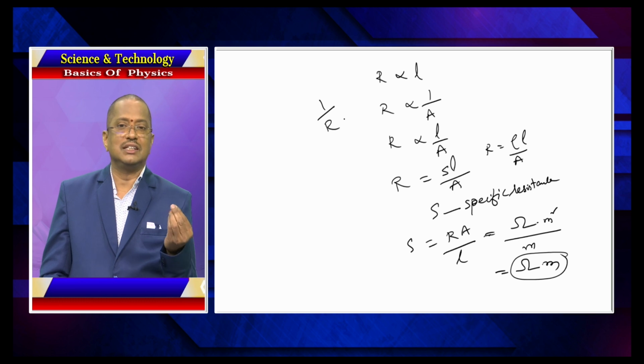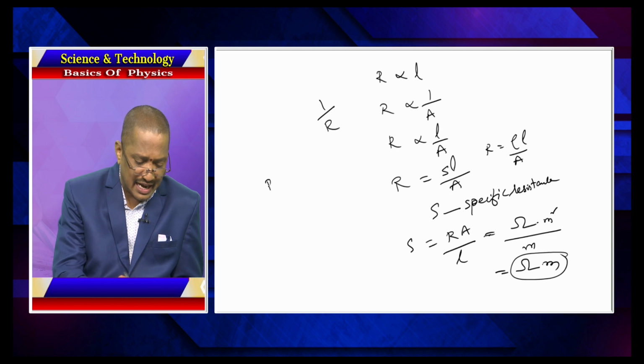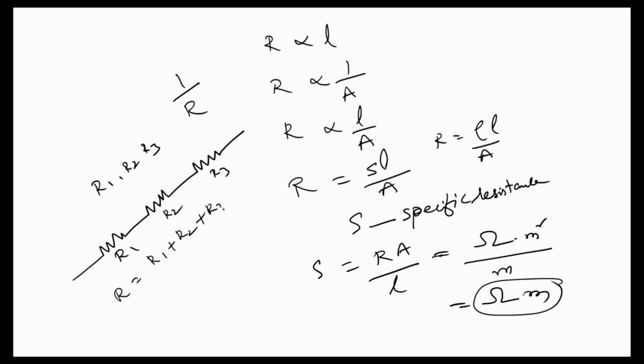One more thing here. For example, say R1, R2, R3 are three resistors. When you join them in series, say this is R1, this is R2, this is R3, then the effective resistance R is equal to R1 plus R2 plus R3. When they are connected in series, the effective resistance is the sum of the three resistances.